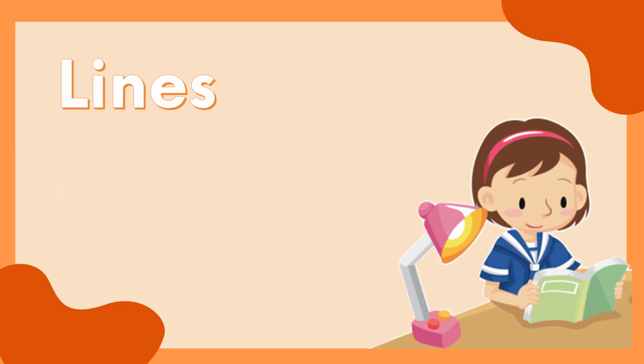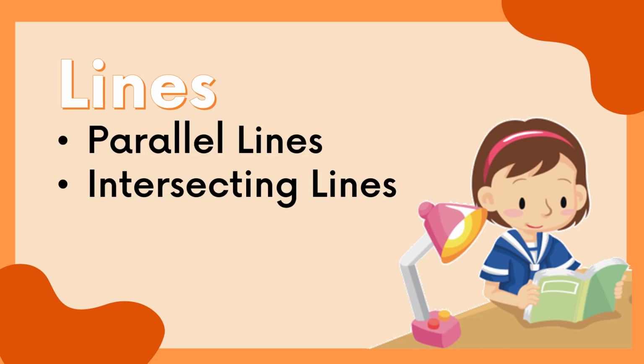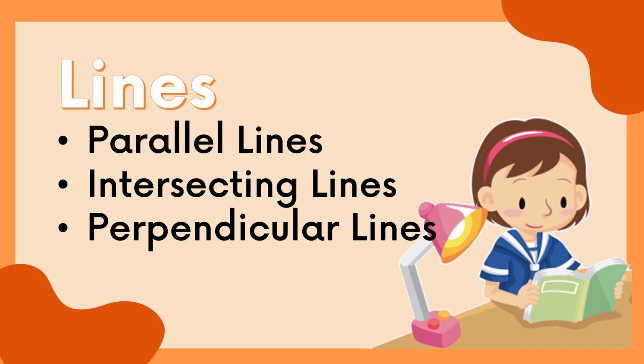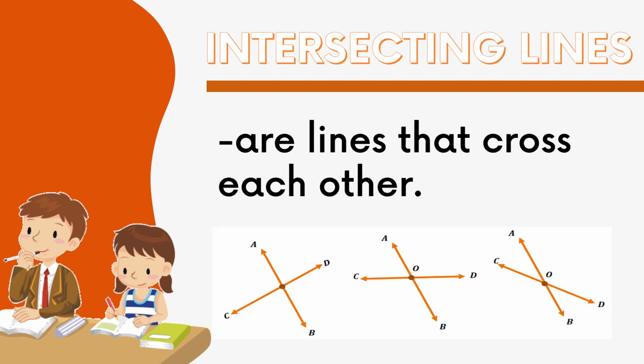So let us start. The lines that we're going to discuss again are the following: parallel lines, intersecting lines, and perpendicular lines. Parallel lines are lines that do not meet or intersect. As you can see, children, in our examples below, those lines are called parallel lines because they do not meet, intersect, or cross each other. Again, those lines are called parallel lines.